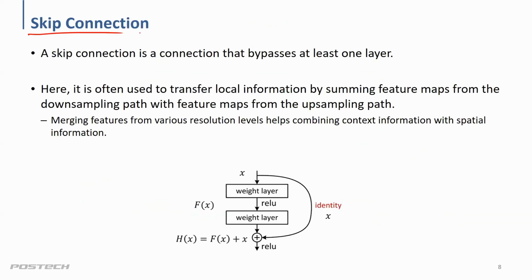And again, because we are using skip connections, this is the slide that I mentioned. It's a connection that bypasses at least one layer, and it's being used to transfer the local transform information from the downsampling to the upsampling path. And this is a skip connection.